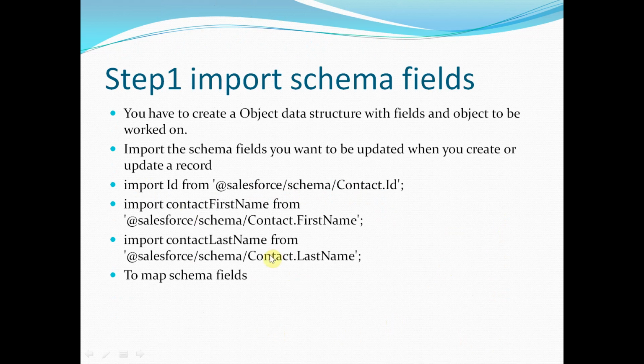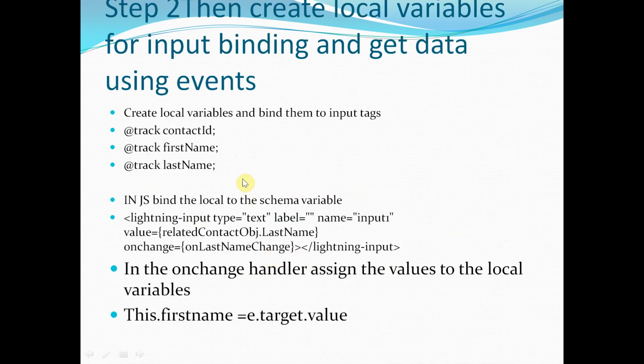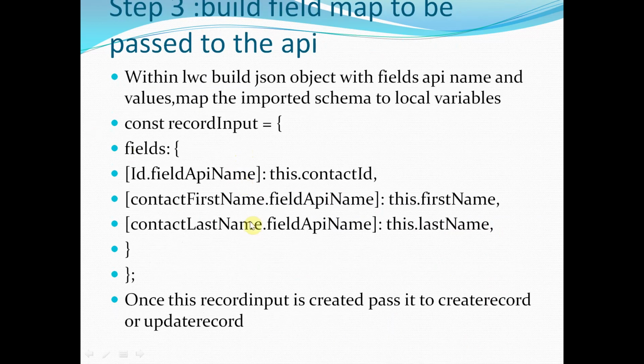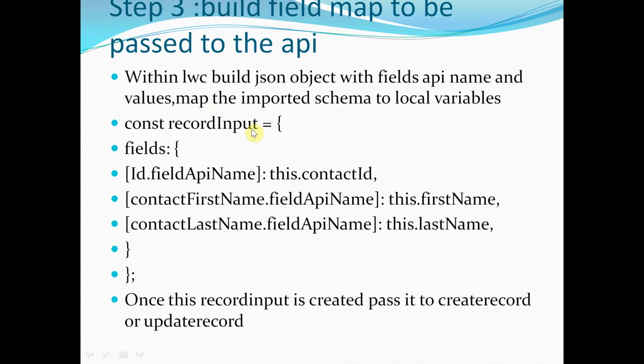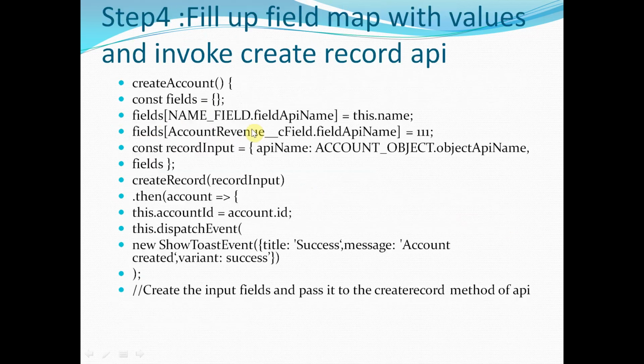So step 1, you import the schema fields that you want. Step 2, create corresponding local variables. Third, you map the schema and the local variables into a map. Okay, you have to use dot field API name. Okay, you cannot use anything else here. You have to give your schema name and dot field API name, and then on the right side you'll give the local variables. Now once you have done that, this is the object we have created, the JSON object.